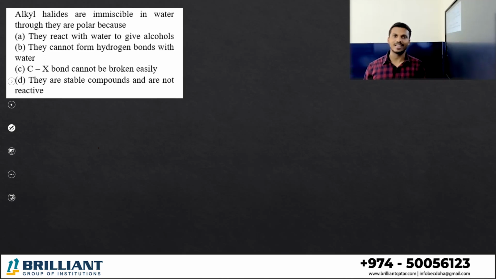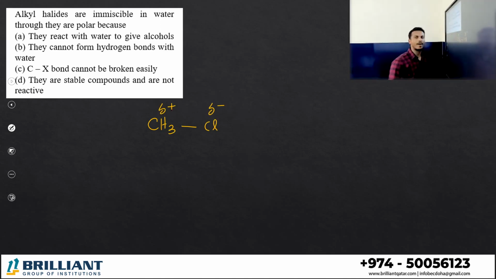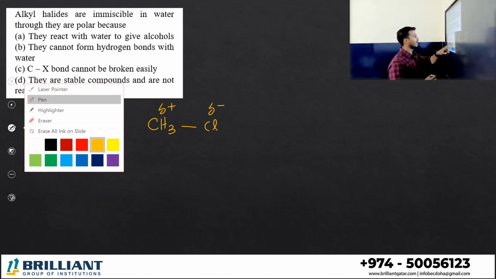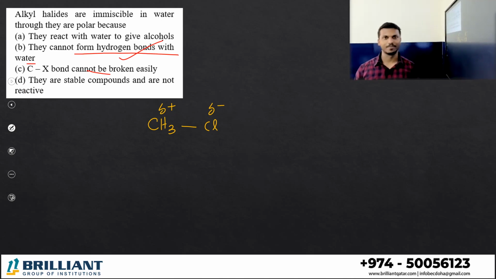So as per the theory it should be dissolved. But haloalkane, if you consider methyl chloride, chlorine carries a partial negative, carbon carries a partial positive, they are polar molecules. Even though they are polar, they are not soluble in water. Why? If a substance wants to be soluble in water, it should have the ability to make hydrogen bonds with the water. So here you can say that they cannot form hydrogen bonds with the water. Option B is the correct answer.